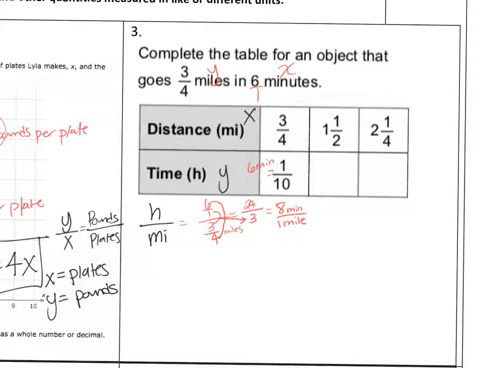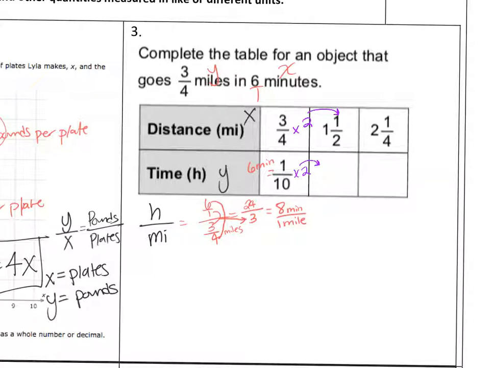All right, so the next one is asking you how much time will it take you to go 1.5 miles? You can notice that if you were to multiply 3/4 by 2, it would get you 1.5. So if you multiply 3/4 by 2, you can also do that to your x terms, and it'll get you the number to put in this blank. So let's go ahead and try that.